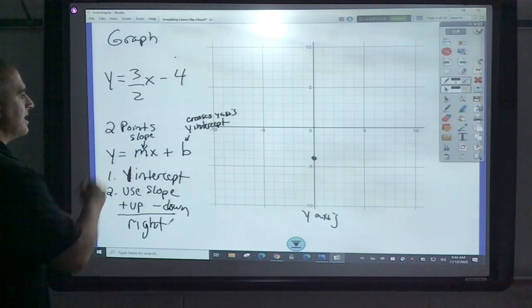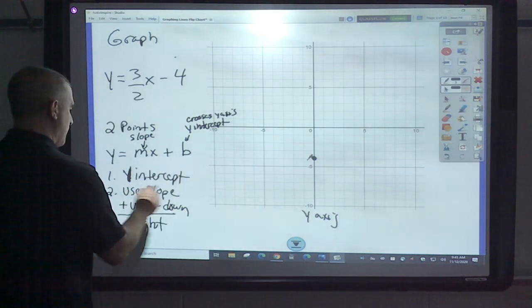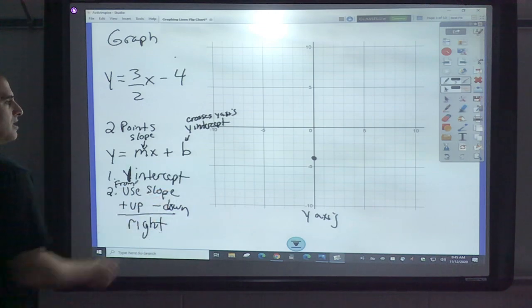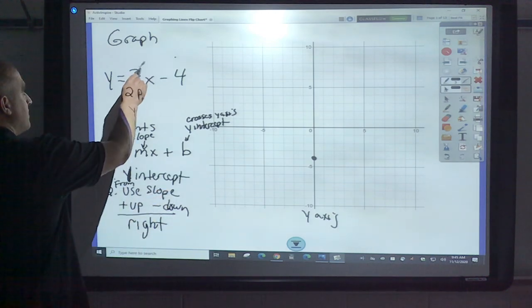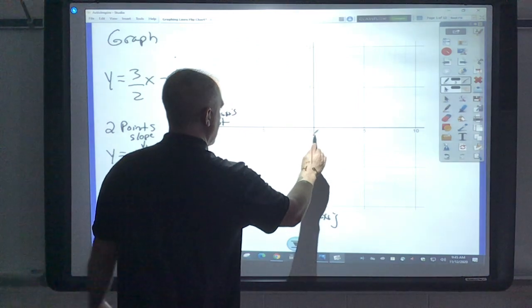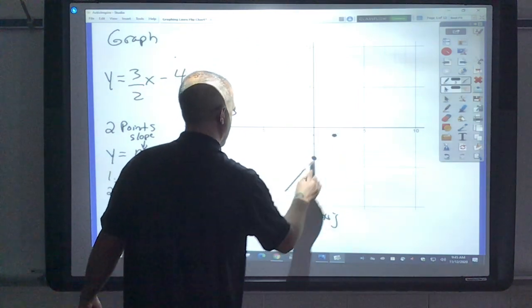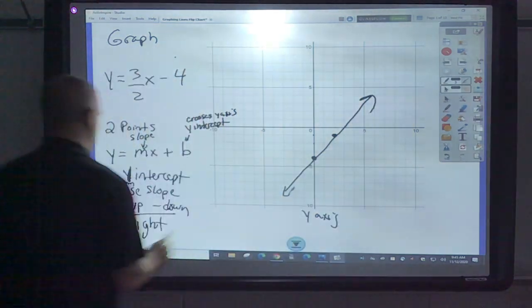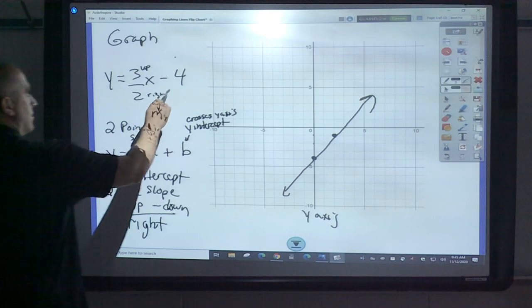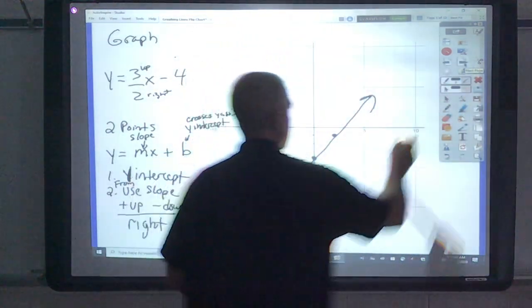So what this means is from this point, from the y-intercept, we want to use the slope. So since this is +3, I'm going to go 1, 2, 3, and then the bottom number is 2, so 1, 2, okay? All right, very simple. So 3 up, 2 right, okay? All right, we're going to do a bunch of examples here.